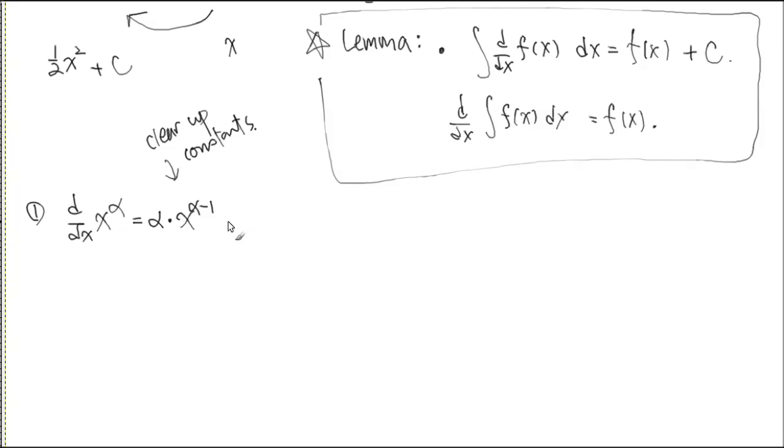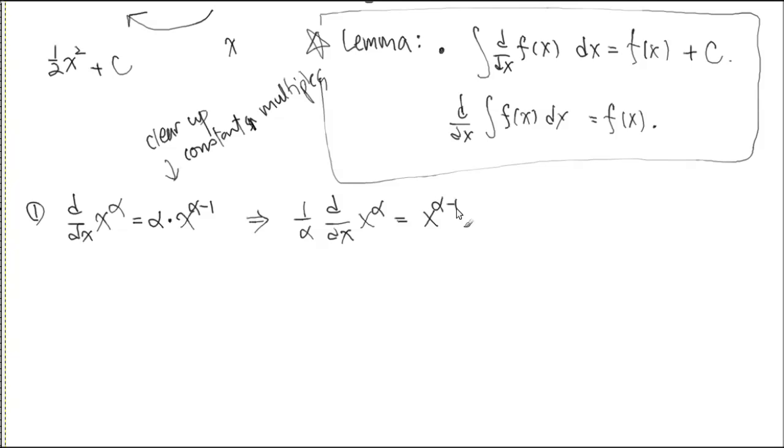You look at the derivative formula in the right-hand side result, clear up the constants, and move it over to the other side. It gives you a nice integral formula. So alpha is a constant, right? Constant multiples. So you divide it. So you go to 1 over alpha times d dx, x to the alpha, equals x to the alpha minus 1. Correct?